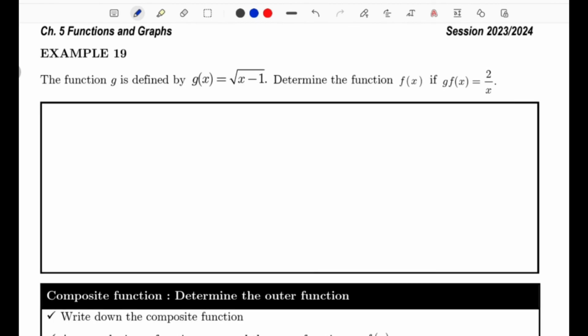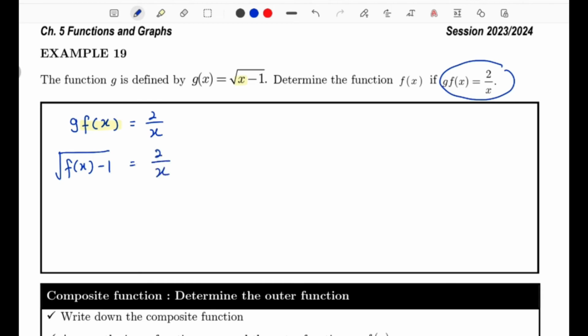So the first step is to write down the composite function, which is g of f(x) equals square root of 2 over x. Next, for the left hand side, substitute the inner function into the outer function. So f(x) here, substitute into g, which is into the x. So it's going to be the square root of f(x) minus 1 equals 2 over x.